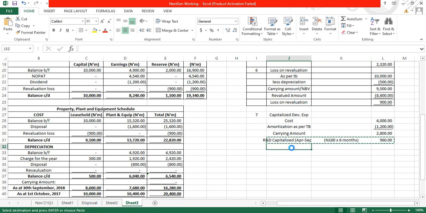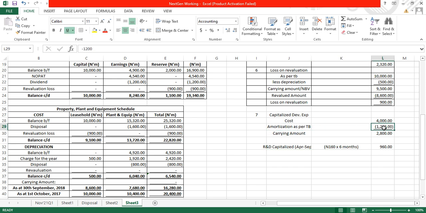This amortization, this 1,200, is it not from the trial balance? It's the one from the beginning of the year. So we need the one for the year now. Have we amortized the assets during the year? No, we have not. So we have to amortize it, right? So we have amortization at 20% for the year. What's amortization for the year?